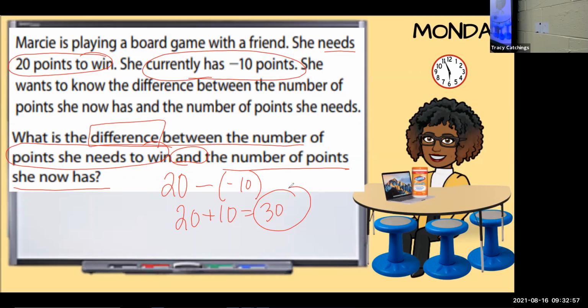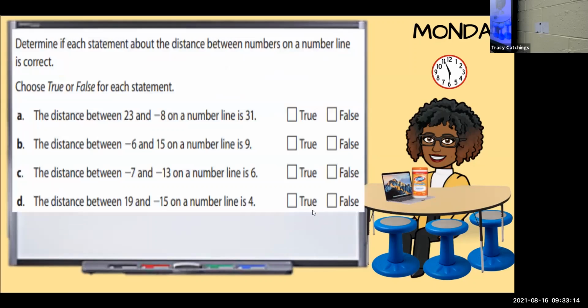Everybody got what you need? All right, go ahead and have a look at it, and then I'm going to give you a strategy. Notice what the top said: a number line. So you can draw a number line to help you determine it. Think about what it says, then you can figure it out.